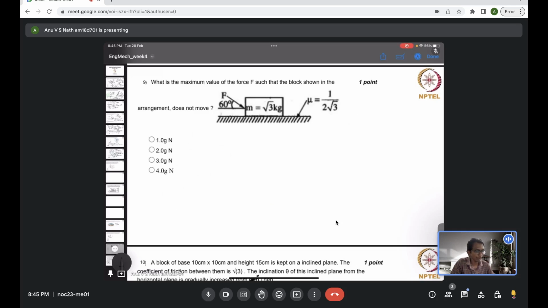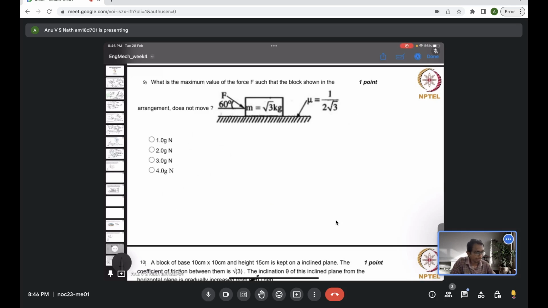You have force F which is acting at an inclination of 60 degree on a mass of √3 kilogram. Friction coefficient is also given. What is the maximum value of force so that the block does not move? After a critical value of force, it will start moving. So what is that maximum value up to which the friction will oppose the motion? It's fairly simple. The first principle, just the force and moment balance. Actually here moment balance is not needed, only force balance is needed.